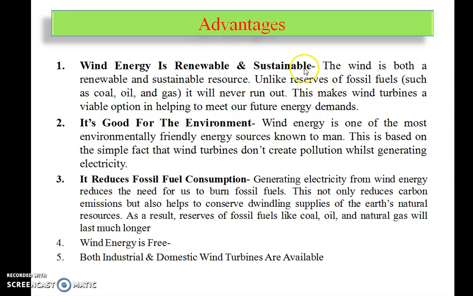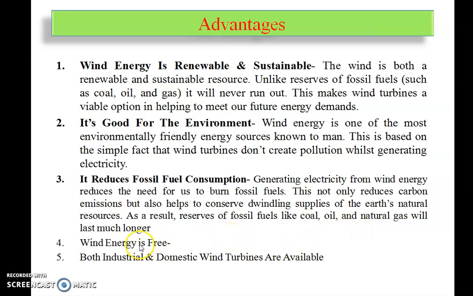Okay, that means generating electricity from wind energy reduces the need for us to burn fossil fuels. This not only reduces carbon emissions but also helps to conserve dwindling supplies of the earth's natural resources. As a result, reserves of fossil fuels like coal, oil and natural gas will last much longer.